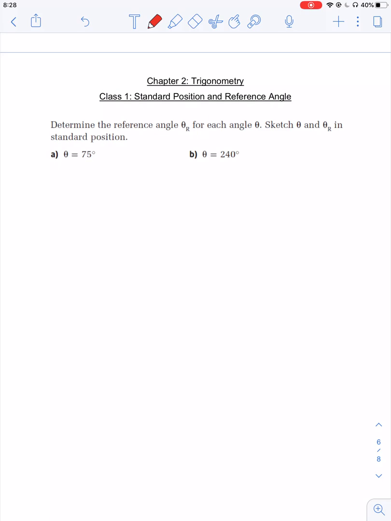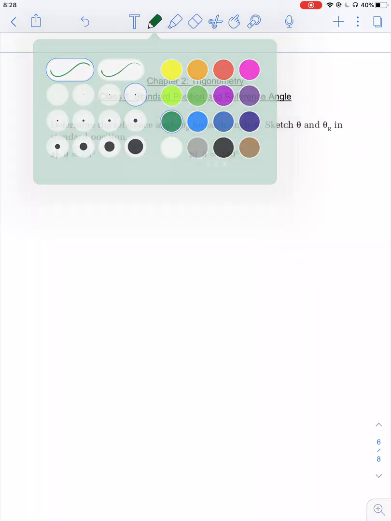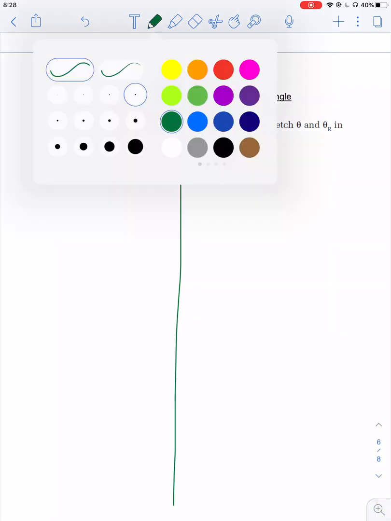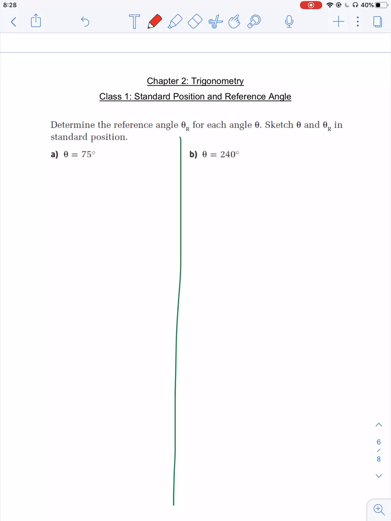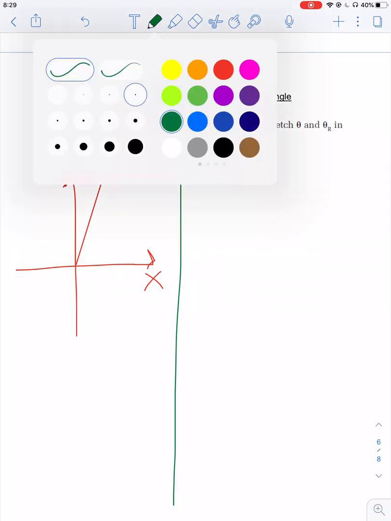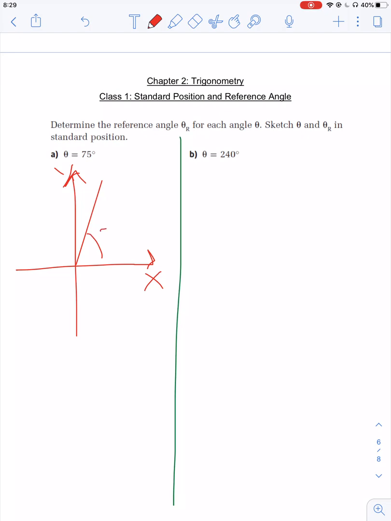So let's do, again, you know what, let me just draw the green line in between so that I can manage my space a little better than I did in the previous question. So, just draw your XY plane, right? So this is X, that is Y. 75 is less than 90, but it's more than halfway. So maybe something like this, okay? So this is 75 degrees, right? 75 degrees.